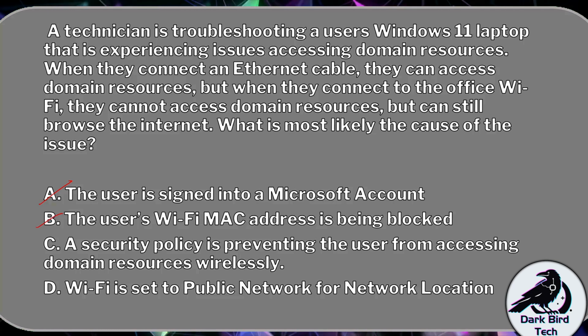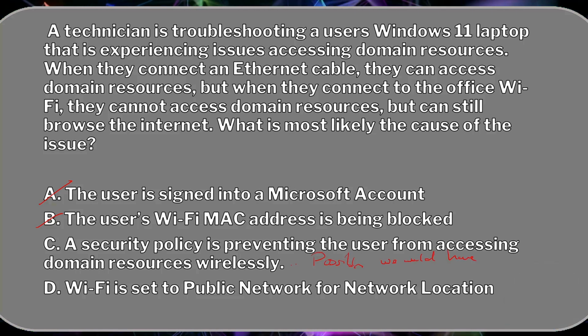So that leaves us with a security policy preventing the user from accessing domain resources wirelessly. This is possible, but then we would have more users complaining. So I doubt it's that one. Whereas the Wi-Fi on the user's laptop being set to recognizing that location as a public network, that could be, because in that situation, if Windows thinks that Wi-Fi is a public network, it'll block domain protocols and services automatically in the Windows firewall. So that does make a lot of sense.